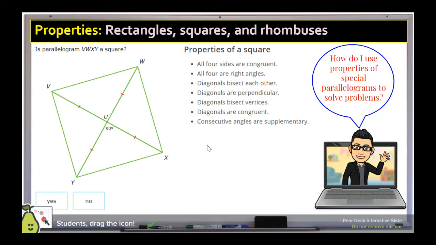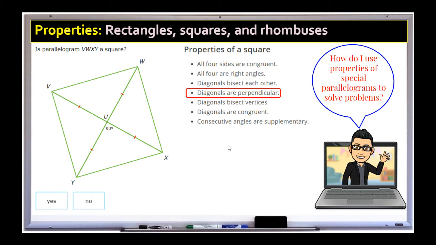Another question, is this a square? Well, the diagonals bisect each other, all the pieces are equal, and that's a 90-degree angle right here. So if all of that is true, then all of these right triangles are equal to each other. So I think that is enough for us to say that it is a square, okay?